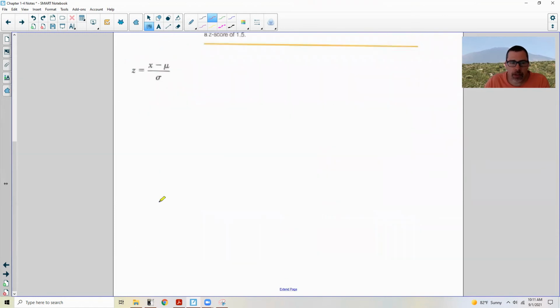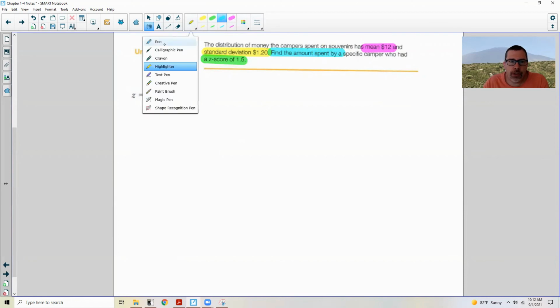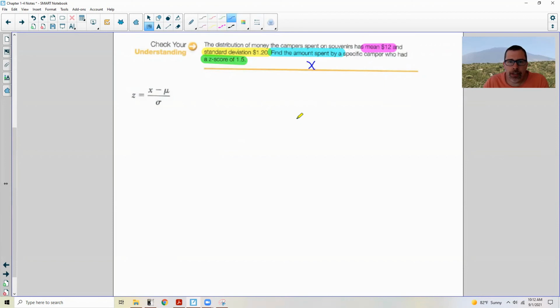Okay, so here we go. Assuming you've done this, the distribution of money the campers spent on souvenirs has a mean of $12 and a standard deviation of $1.20. Find the amount spent by a specific camper who had a Z score of 1.5. So we're looking for the amount spent, so that would be our X. I'll make that blue. X is our raw data.